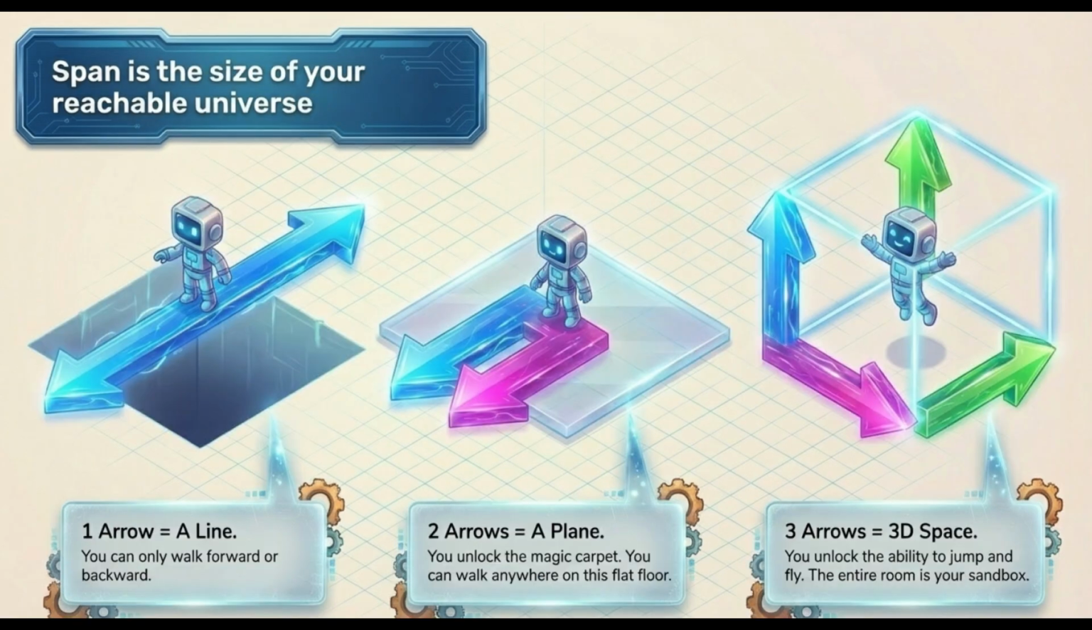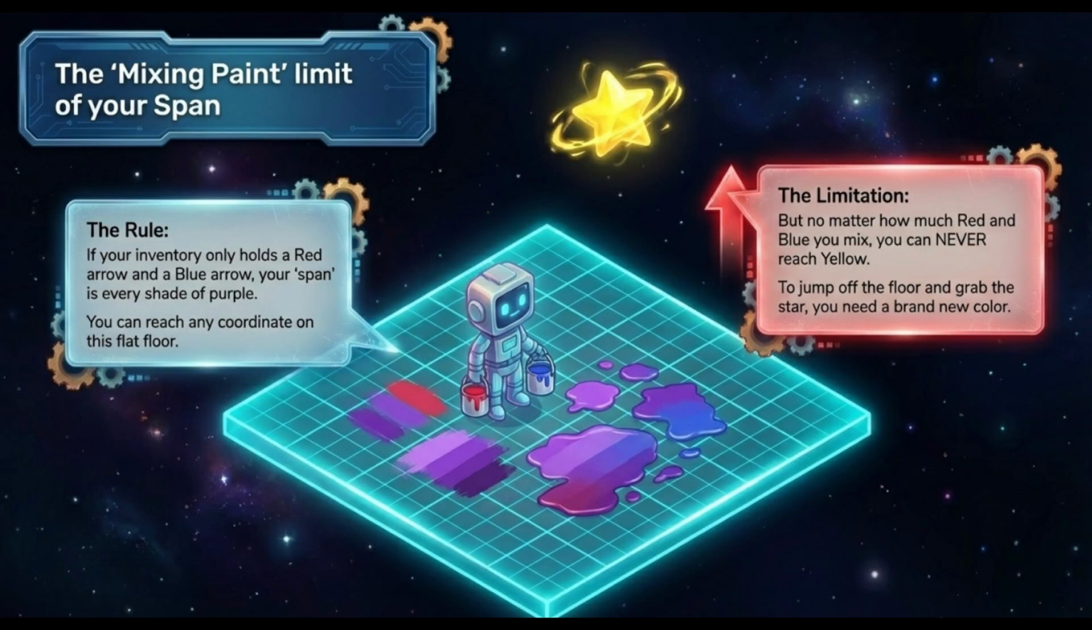Right. Which brings us to your span. Yes, span. It defines your reachable universe. Like, if you only have one arrow, it just gives you a single line to pace back and forth on. 2 arrows build a flat plane. And then 3 arrows finally unlock full 3D space, letting you jump and fly. Right. It's kind of like mixing paint. If you only have red and blue, your span is purple. No matter how much you mix them, you can never reach, say, a yellow star without a brand new, completely independent color.